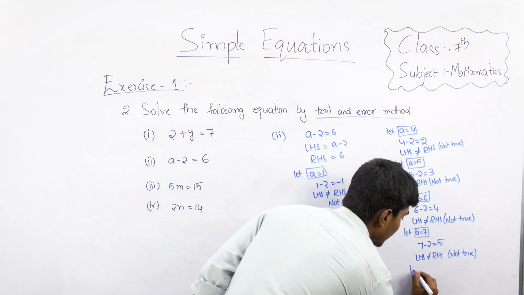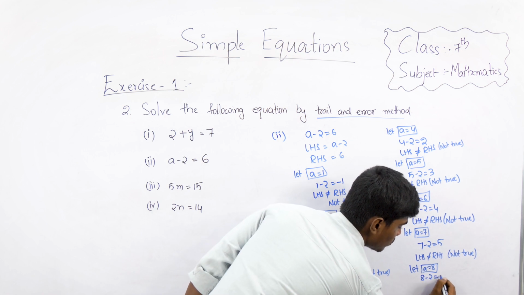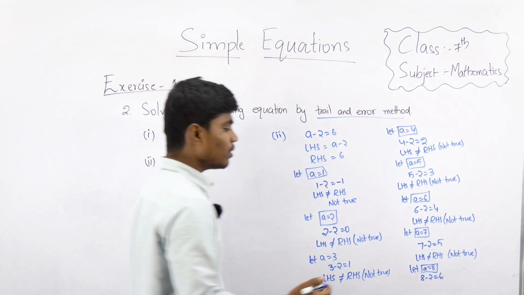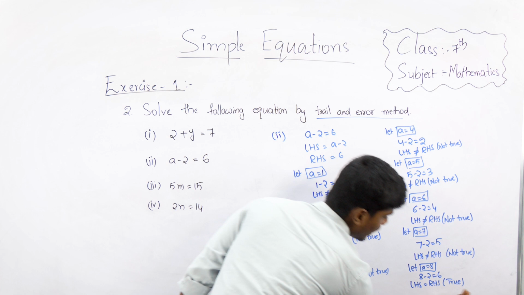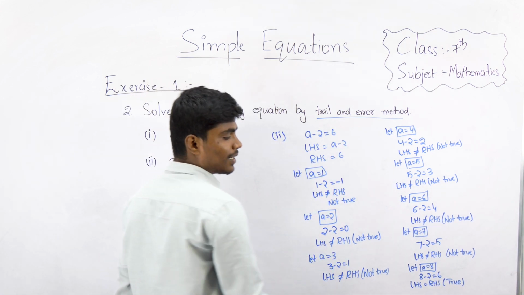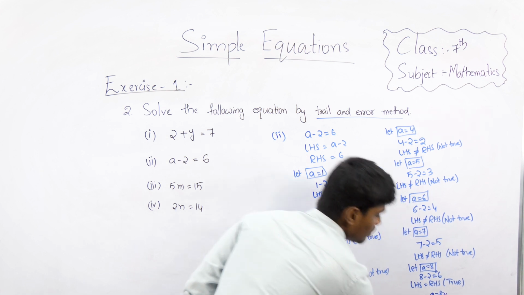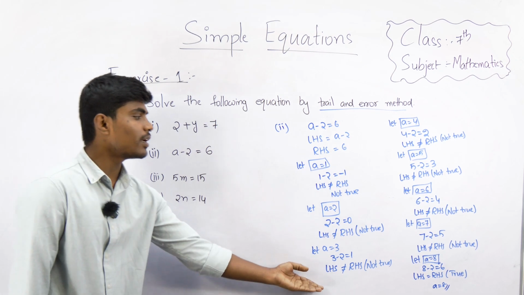So let a equal to 8. 8 minus 2 is equal to 6. Here LHS is 6. RHS is also 6. So LHS is equal to RHS, which is true. Here we got a true statement. So what is the value of a here? 8. So a equal to 8 is true. This is the solution for the second one. You can note it down.